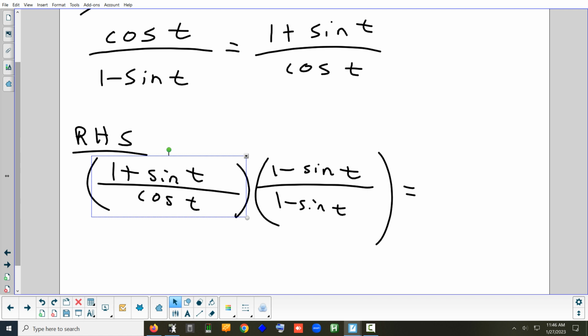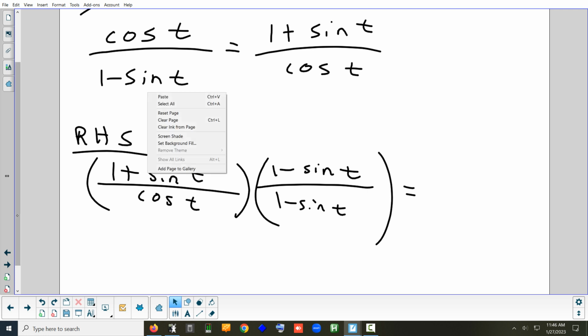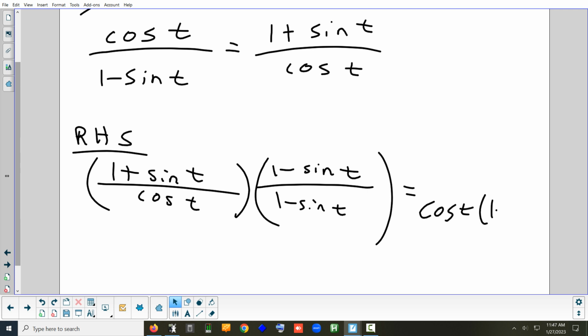Now the top, we are going to have to FOIL that out. That's a binomial times a binomial. But in the bottom, I'm not going to FOIL or distribute cosine to the 1 and cosine to the negative sine. The reason is that I already know this cosine is going to cancel out. How do I know that? Well, I'm looking at the left-hand side, which is my answer, and there's no cosine in the bottom. So this cosine better disappear somehow. So we're just going to leave the cosine times 1 minus sine.